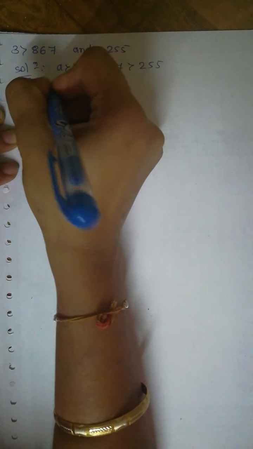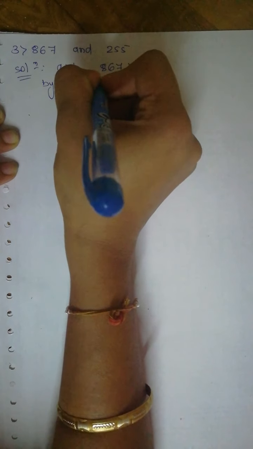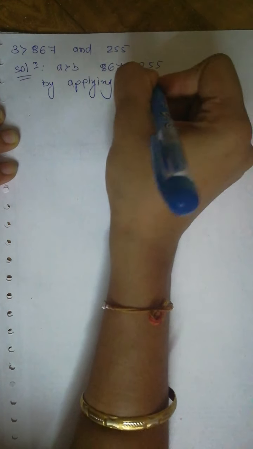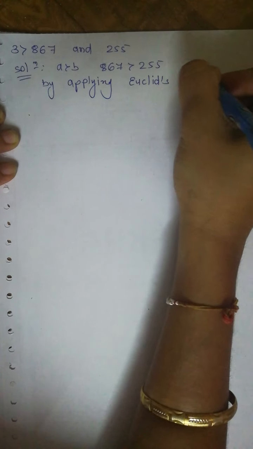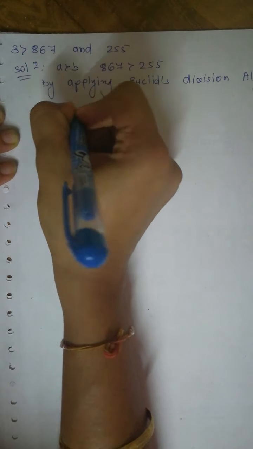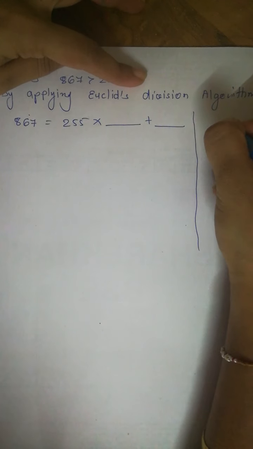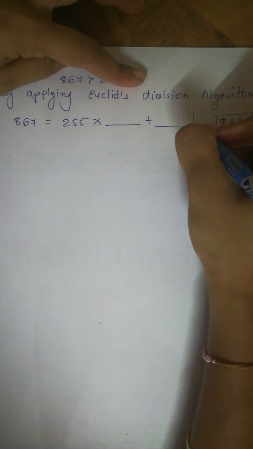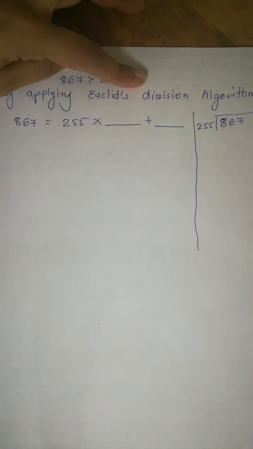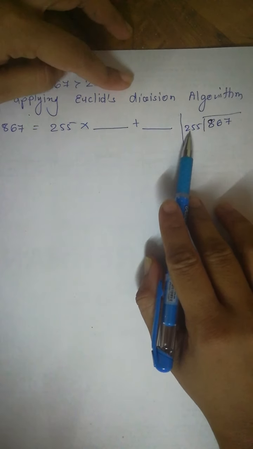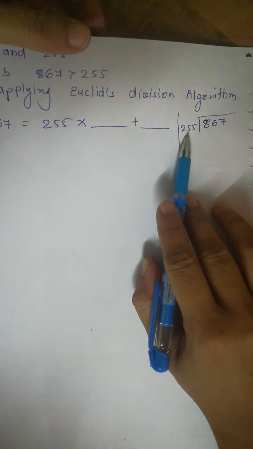So by applying Euclid's division algorithm, we have 867 is equal to 255 into quotient plus some remainder. What do we have there? Let's check by dividing these two numbers. So 867 divided by 255. What we get, as you can see, this is something like 250. If we want to divide more quickly, then assume these things.